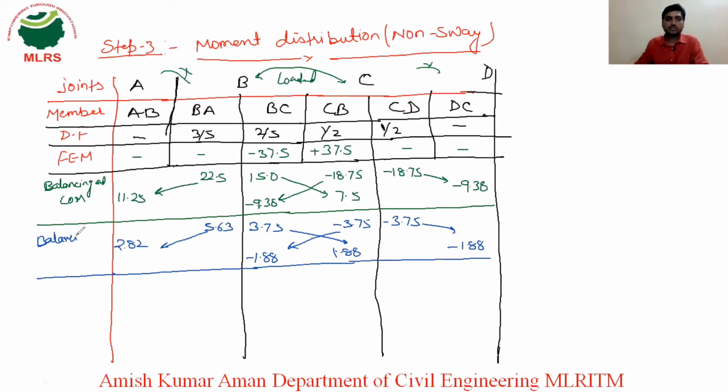Balancing and carryover moment. Again, third step, sorry. Going for step 3, balancing and carryover moments. Okay. Now again, this 1 point minus 1.18 will be distributed. So here it will be 1.13, and here it will be 0.75.